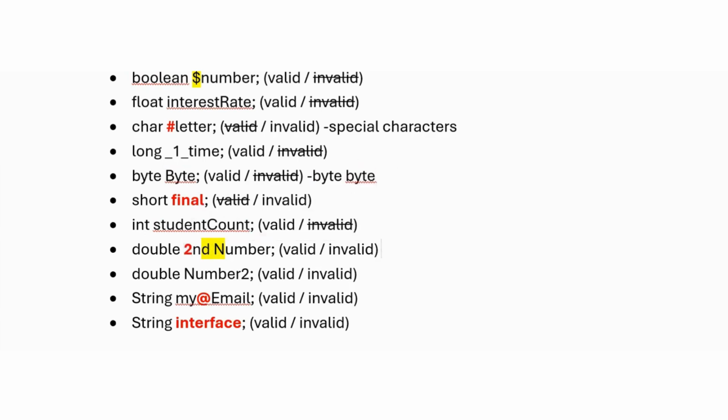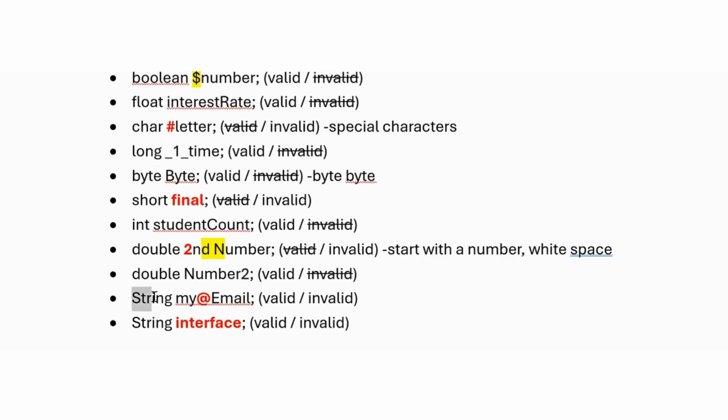So the first is because we start with a number. And the second problem is because there's a white space in between two words here. So this is actually an invalid variable. Then we have double number 2. This is actually valid. We can have a number at the end or in the center of a variable.